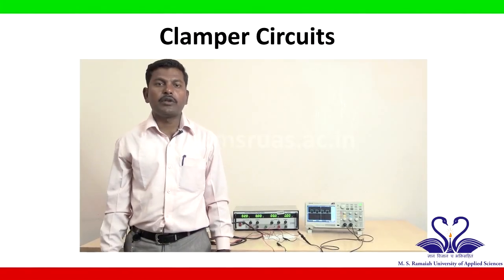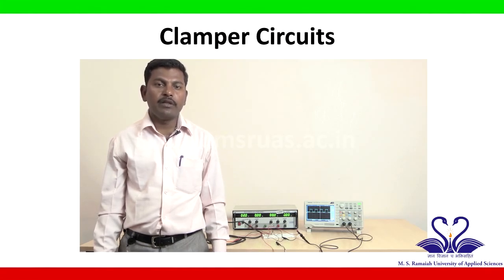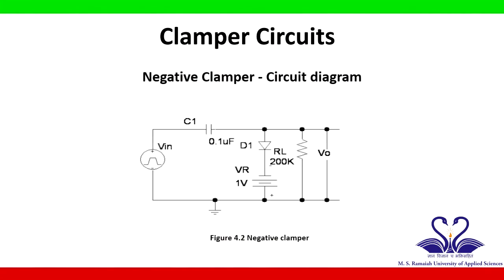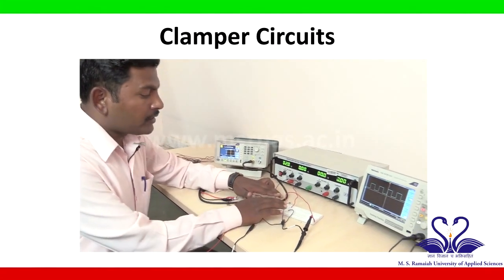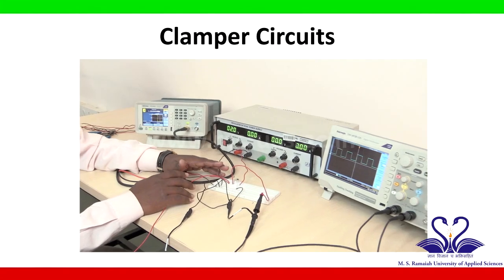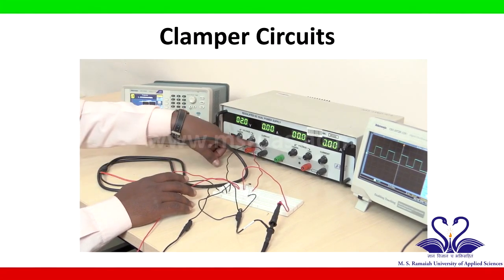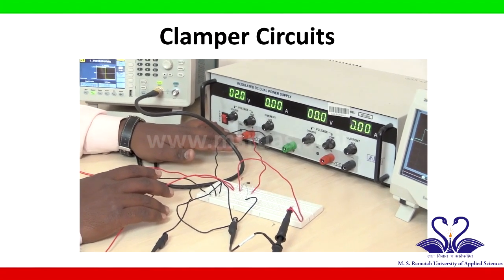Now we are done with the positive clamping circuit, and have observed the positive clamper output and also noted down the positive clamping level. Now we will begin with the negative clamping circuit connections based on the given circuit diagram. Already we have the circuit connection for a positive clamping circuit. If we compare the circuit diagrams of the positive clamping circuit and the negative clamping circuit, there is a small difference, that is, the diode orientation has been reversed and the DC power supply terminals have been reversed. So I will do the corresponding changes.